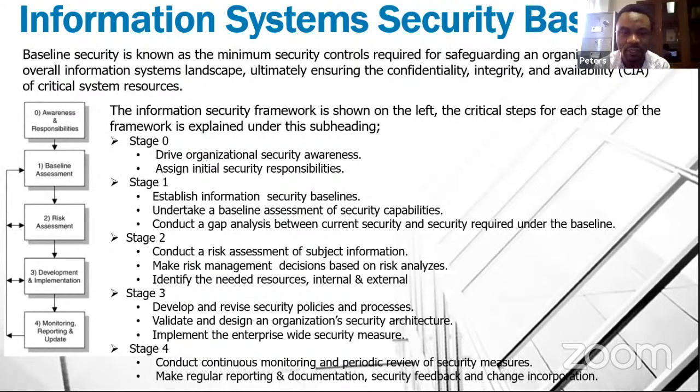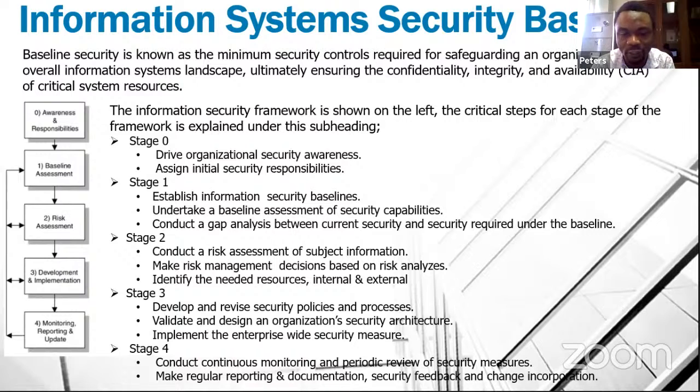So you do that. Then stage 2, you conduct a risk assessment of subject information. Take risk as a management decision based on what risk is analyzed. Identify the needed resources, internal and external. You conduct assessment based on the things we have said earlier. Is it working? Then we'll make a decision based on what we have checked. If it is okay, then we'll add more so that we safeguard our company from this same process that we have taken. If it is not, we'll look at other methods, either within us or an external body to come and help. Then we develop and revise security policies and processes.